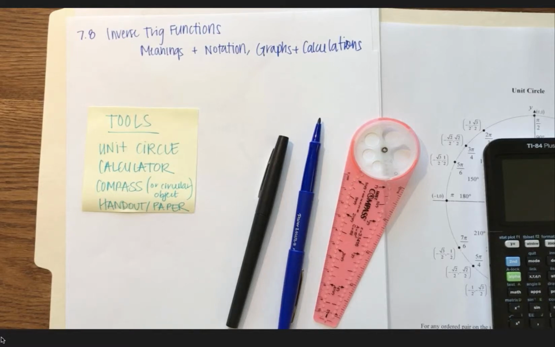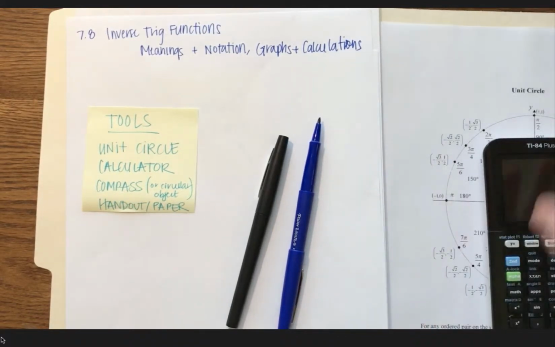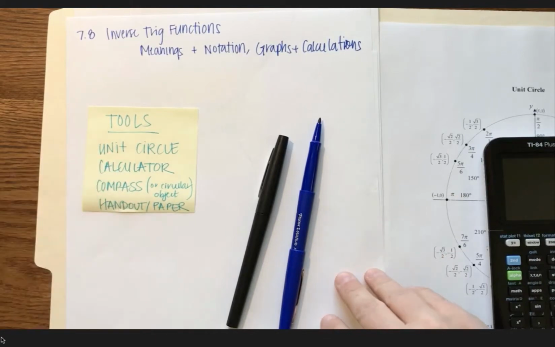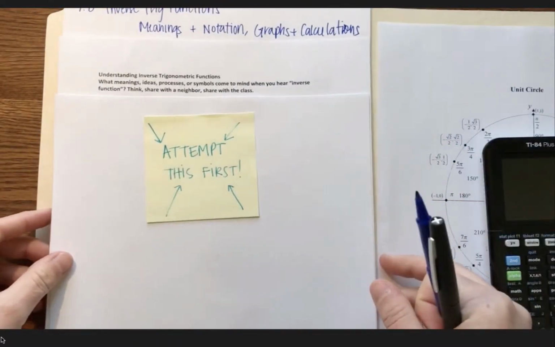Let's get started with section 7.8, inverse trig functions: meanings, notations, graphs, and calculations. This is a really important unit. Your tools: you should have your unit circle, calculator, compass, and your handout. As with any mathematics, learning is active, so you need to have your handout and be thinking about the questions as we go along.